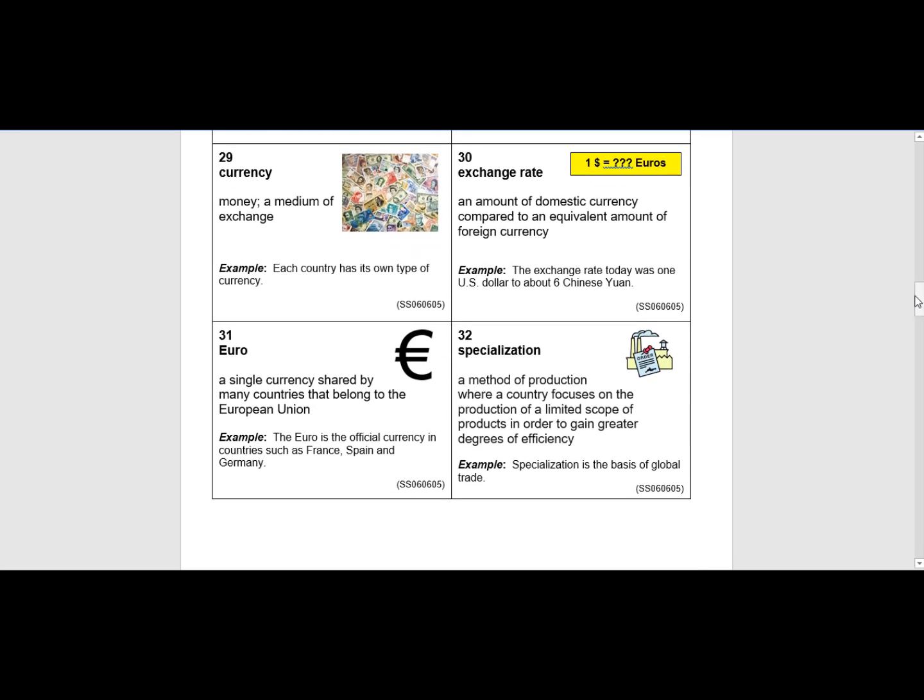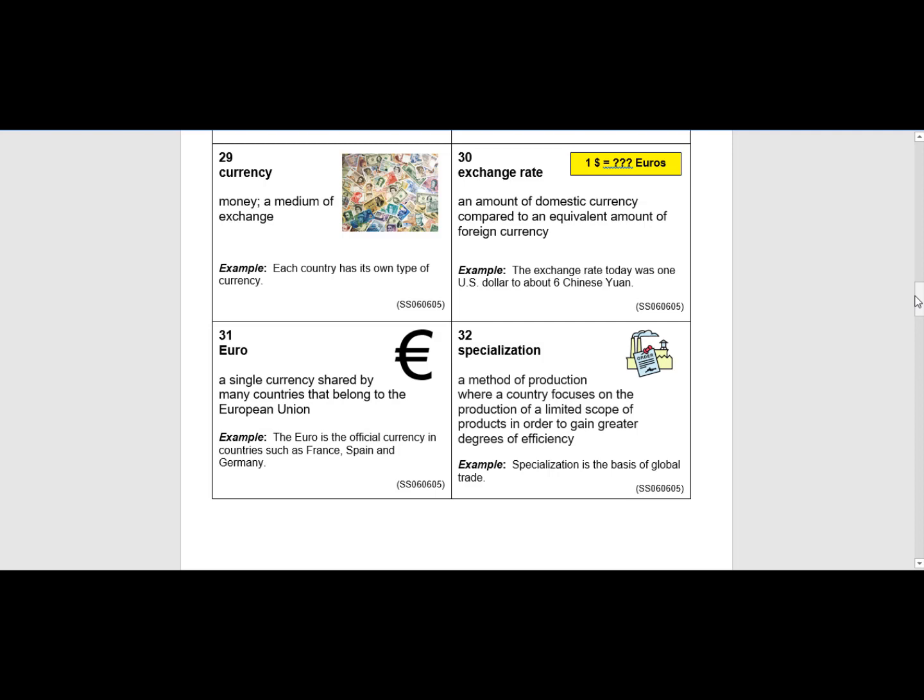29, currency, money, a medium of exchange. Example, each country has its own type of currency. 30, exchange rate, an amount of domestic currency compared to an equivalent amount of foreign currency. Example, the exchange rate today was 1 US dollar to about 6 Chinese yuans.